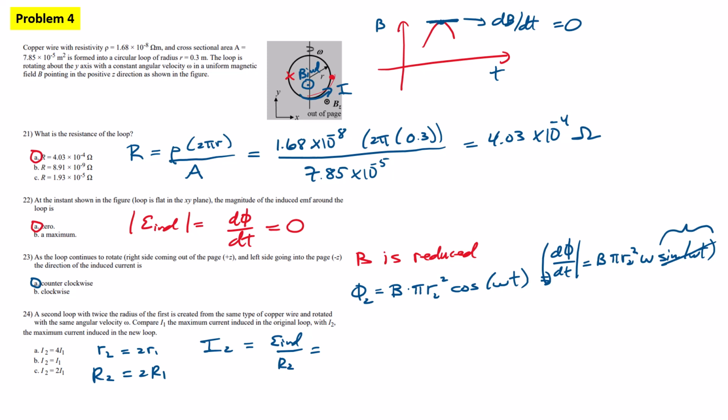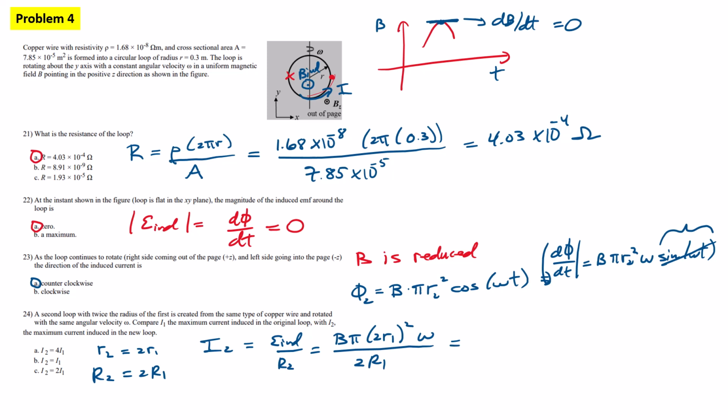So let's calculate what this current is for the current I2. Here I would have the induced EMF, that's the field, multiplied by pi. Now, the radius is twice, right? So here we're going to get 2 times R1, and I square that, and the frequency is going to be the same for both cases. So now I divide that by R2, and R2 is twice what R1 is.